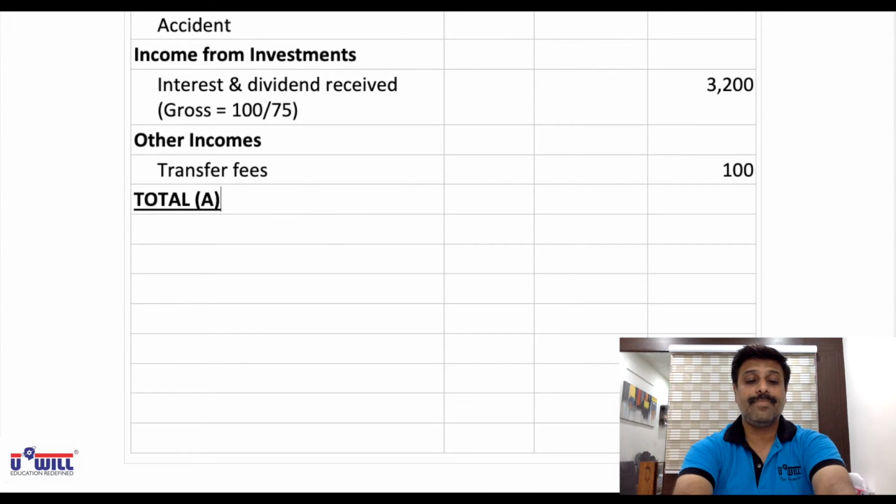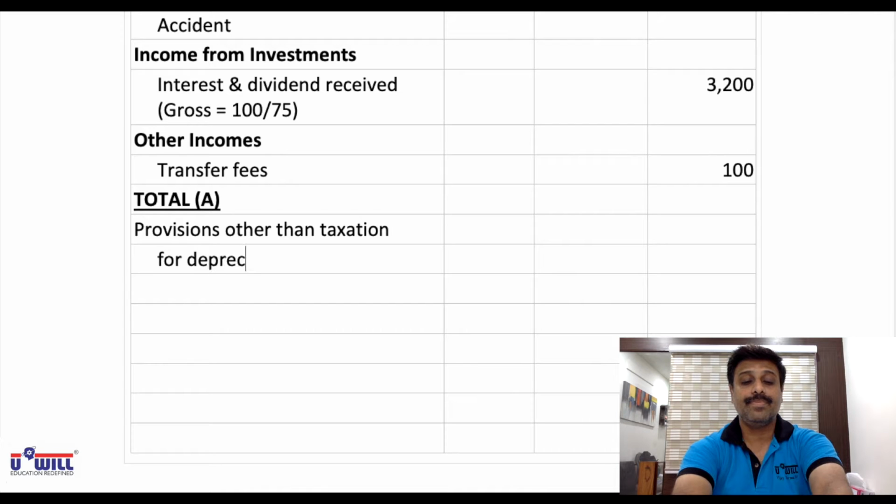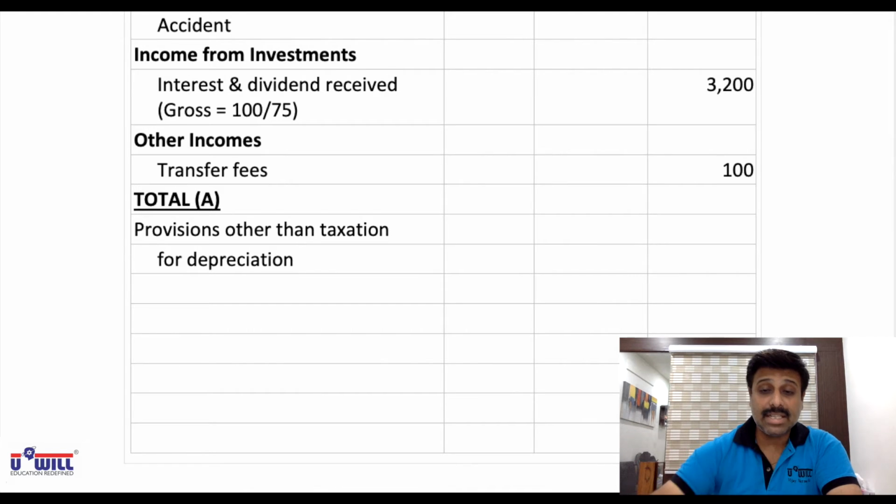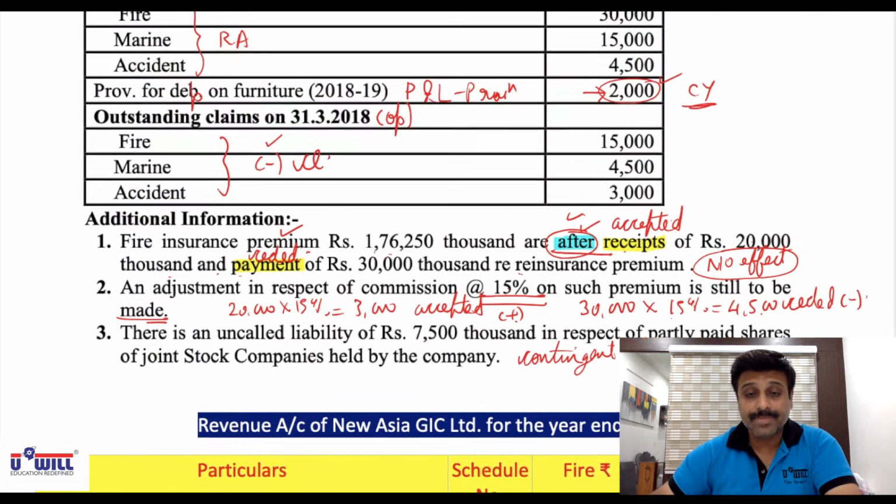So total A. Then we will show provisions other than taxation. Okay, provisions other than taxation. In that we have provision for depreciation. Only one provision is there, that is provision for depreciation.